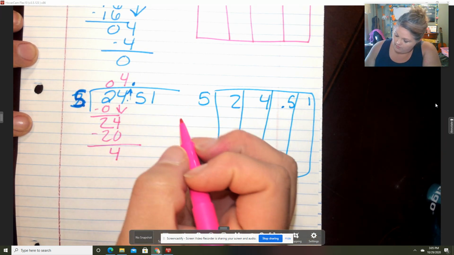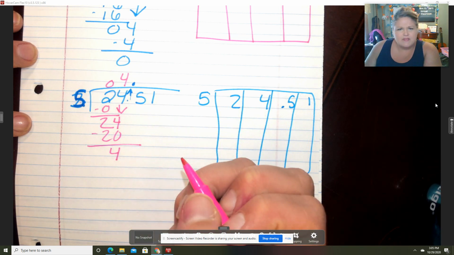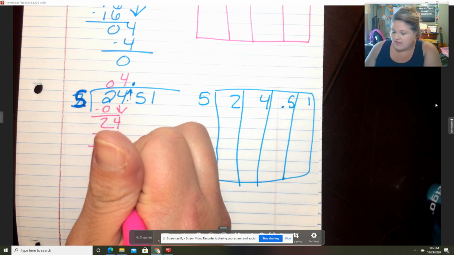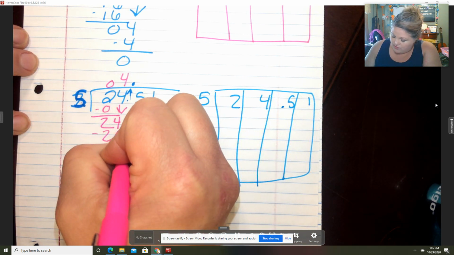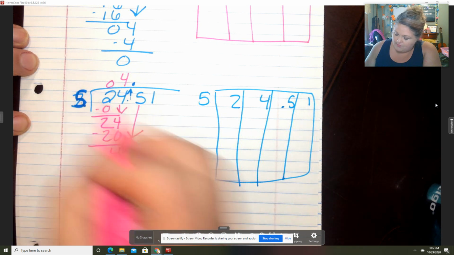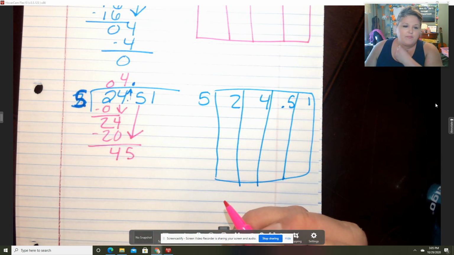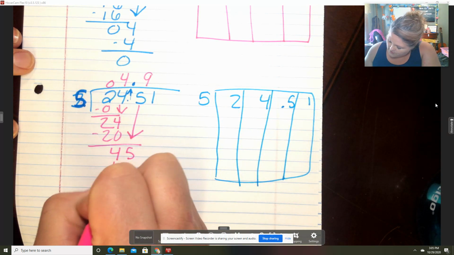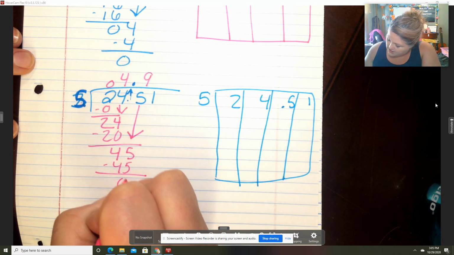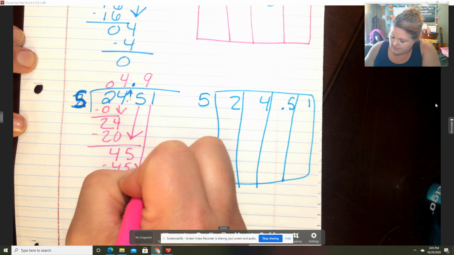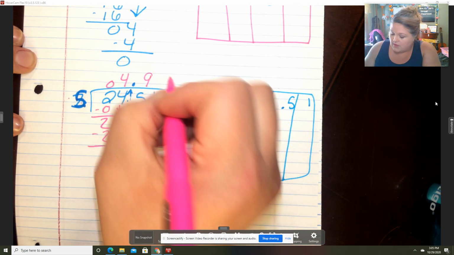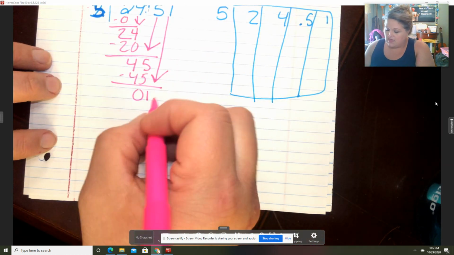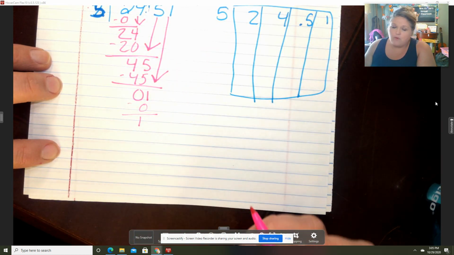5 times 4. Did I miss a step? What did I do? What should I have done there? I subtracted. Right, so now I need to bring down. How many times will 5 go into 45? 9. 9 times 5 is 45. And that is 0. I'm going to bring down my 1. 5 goes into 1 0 times. 0 times 5 is 0. So I've got a remainder.